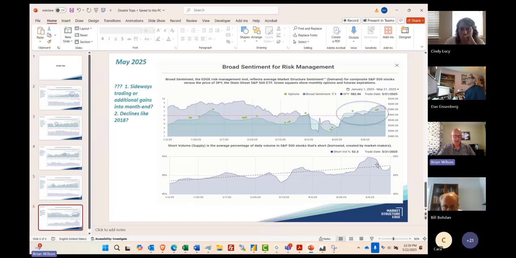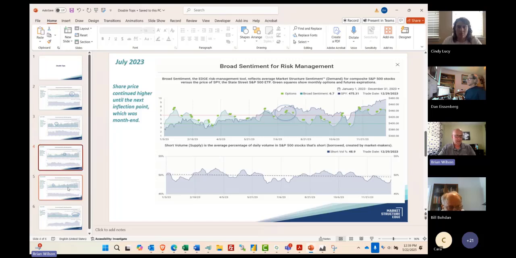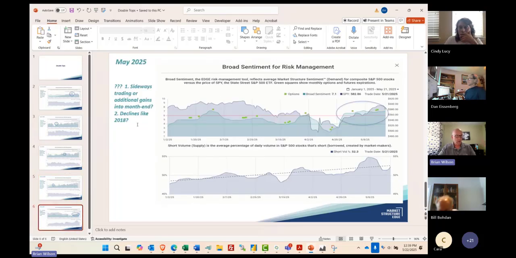And we'll talk about this short covering here in another point. But the question right now is we're in the middle of a double or perhaps even triple sentiment top. Where do we go from here? Do we see sideways trading or additional gains into month end? Kind of like what we saw in 2020 or 2023 or 2024, or do we see declines like 2018? Right now, this is only the fifth time it's happened. And once again, three previous times we've had gains. So just wanted to provide a little bit of backdrop of where we are.